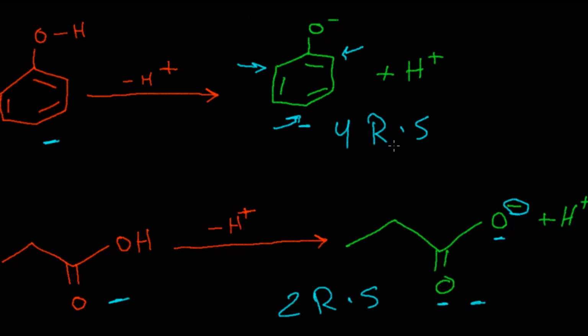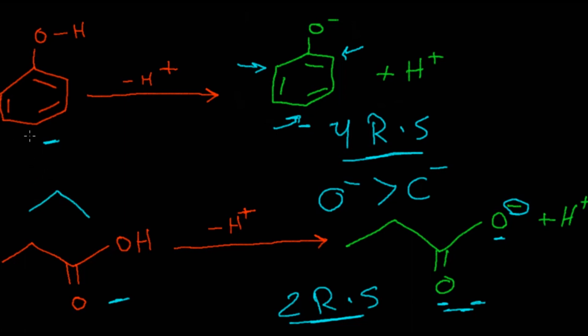So it may come to your mind that as this phenolate ion has four resonating structures, it's more stable, as this conjugate base has only two resonating structures. But keep in mind that quality is better than quantity. In other words, when an oxygen bears a negative charge, that's energetically more favorable than a carbon atom bearing a negative charge. So the stability of this conjugate base is higher than the stability of this phenolate ion. So this aliphatic carboxylic acid is stronger than this phenol.